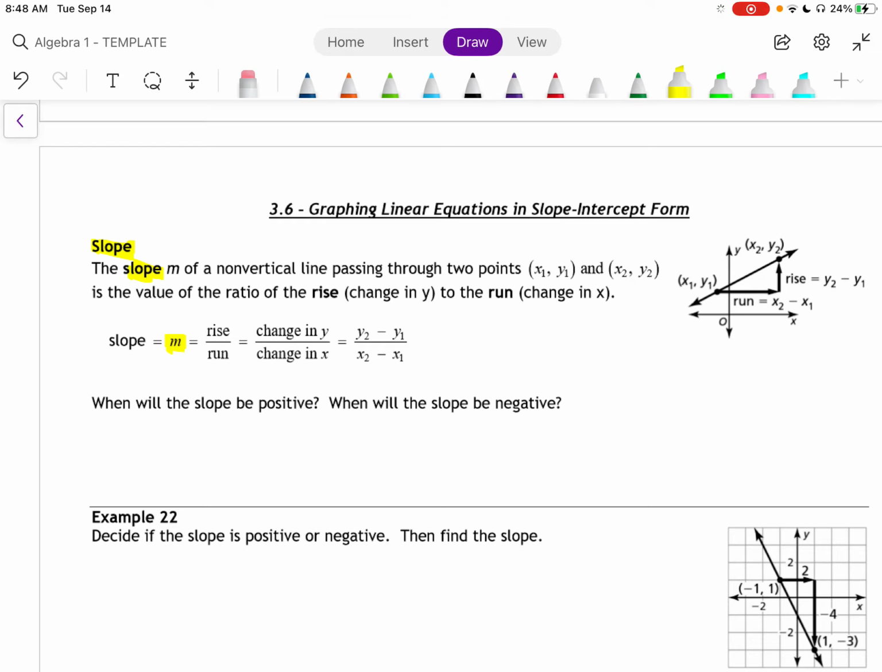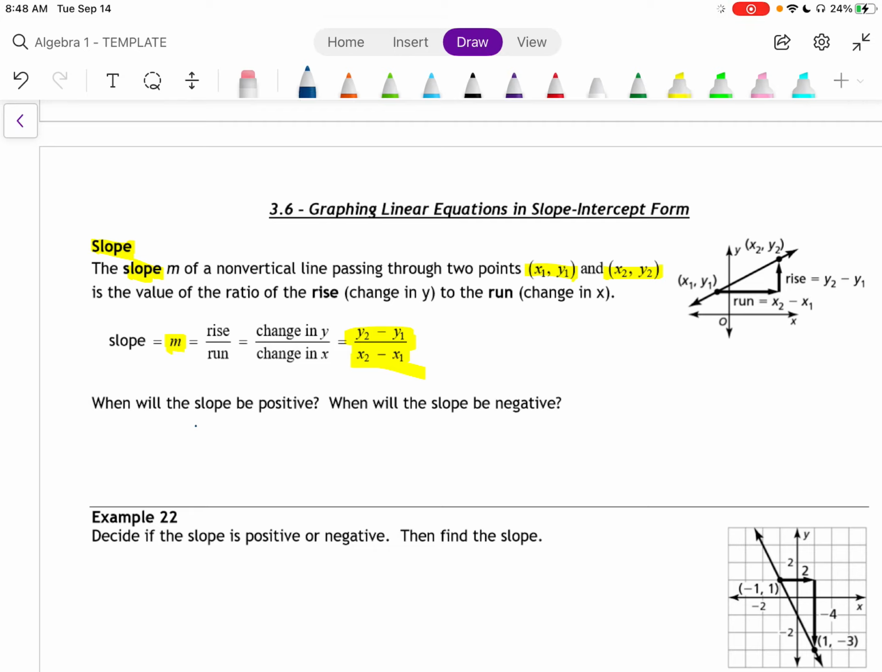We think about it as being rise over run. Okay, rise, you could say that's the change in y, right? How much does it change up and down? And then run is left to right. How much does it change left to right? And we have this formula here for if we have 2 points, x1, y1, x2, and y2. We do the y's subtracted on top and the x's subtracted on bottom.